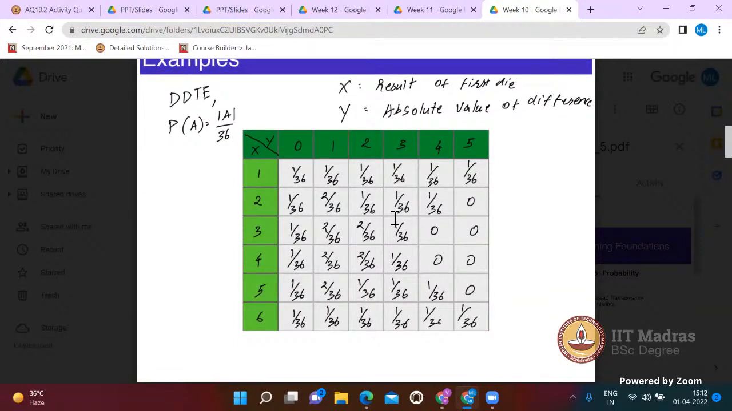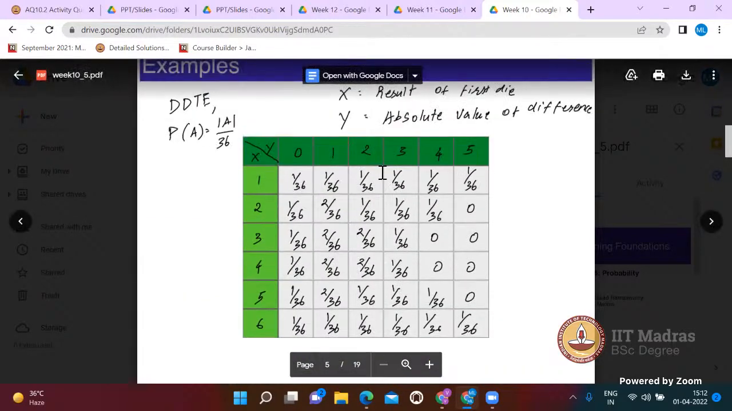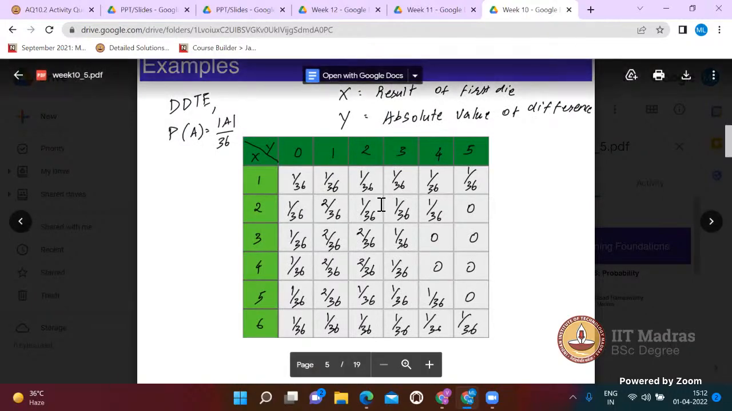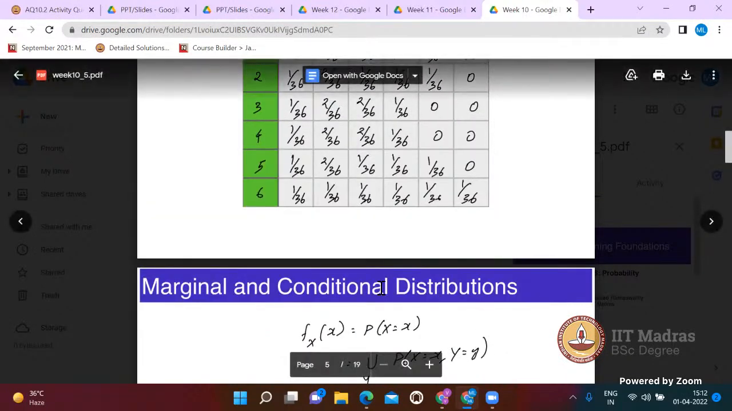If you are able to plot the table, you will be able to solve each and every question related to joint distribution. The simple formula for marginal distribution: if you have been asked to calculate the marginal distribution of y, just fix the value of y and then do the summation for all the x. And vice versa, if you have been asked for x, just fix the value of x and do the summation for all the y.